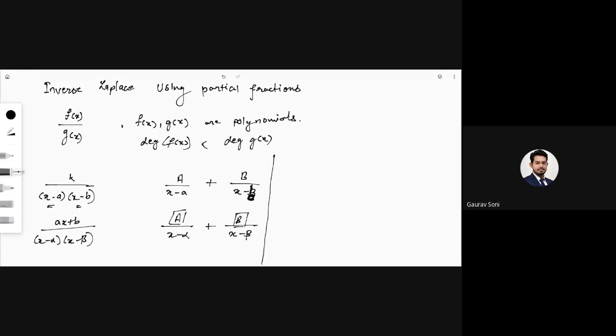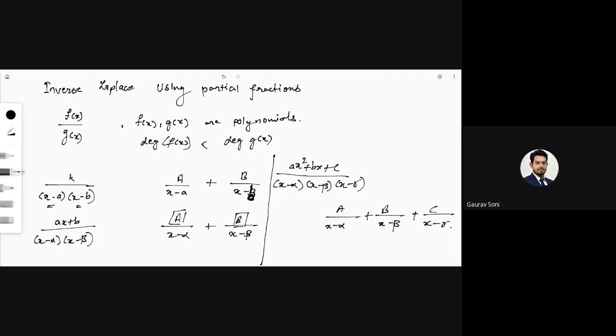Third type is, say if you have ax square plus bx plus c upon x minus alpha, x minus beta, x minus gamma. So this I can write as a upon x minus alpha plus b upon x minus beta plus c upon x minus gamma.